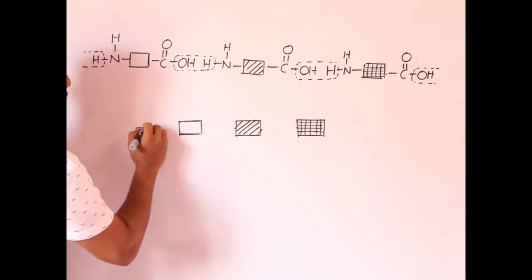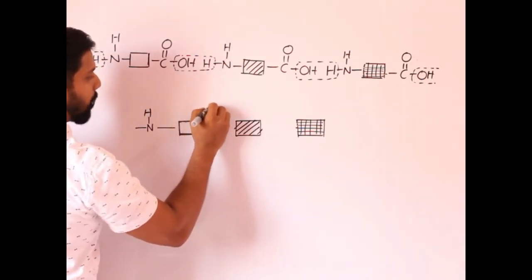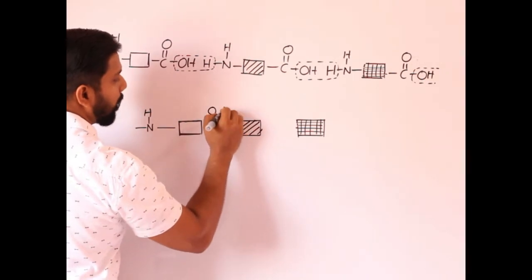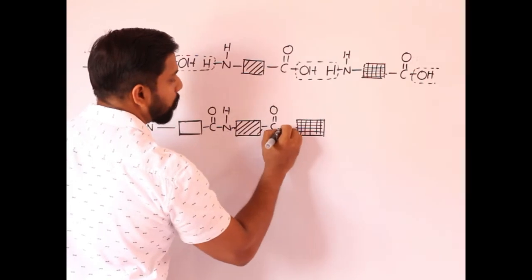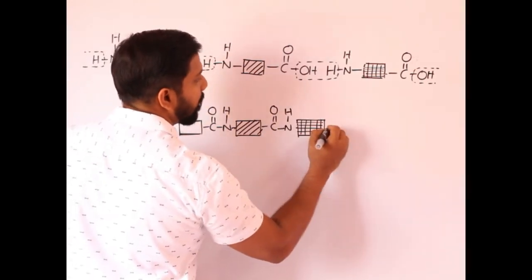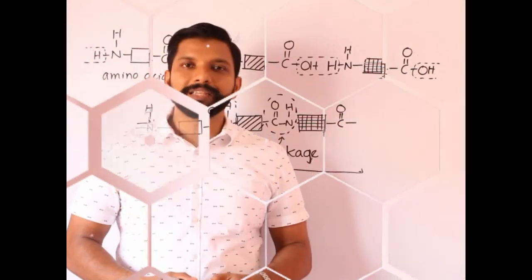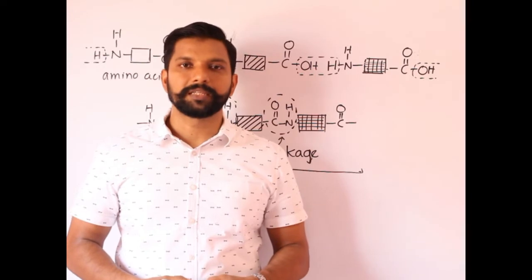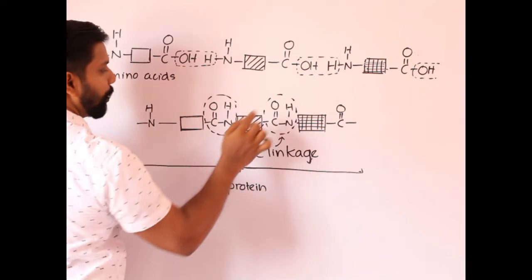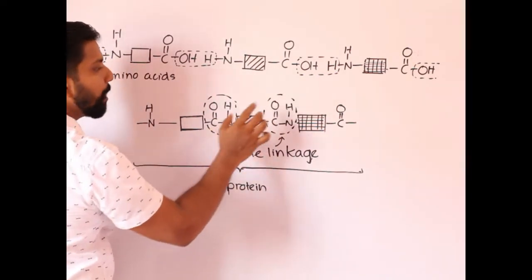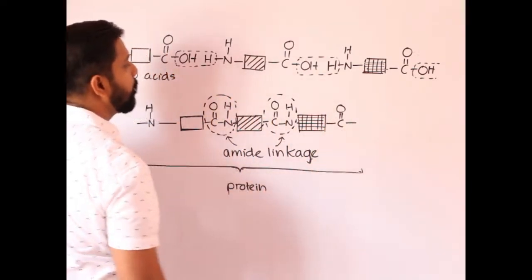Let's try to draw the polymer. We have NH, C double bonded O, NH again, C double bonded O, NH again, and C double bonded O. Proteins are also condensation polymers. When amino acids combine like this, you can see the usual amide bond after every repeating unit.